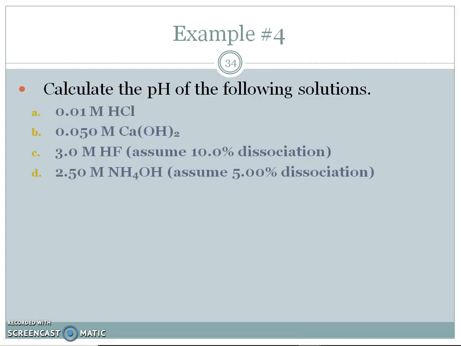So example 4, I will go through these little by little, but there's A, B, C, D. A, you should be okay with, but remember it's strong. B, you should be okay with, but there's 2 hydroxide ions, so just take that into consideration. And C and D deal with percent dissociation. So we'll talk a little bit about that as we go through these examples.